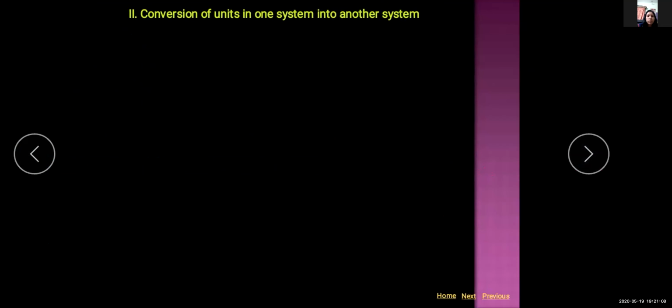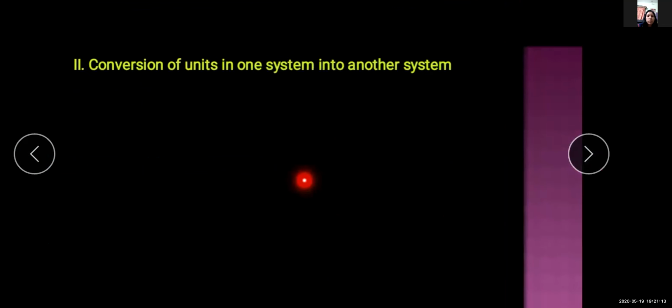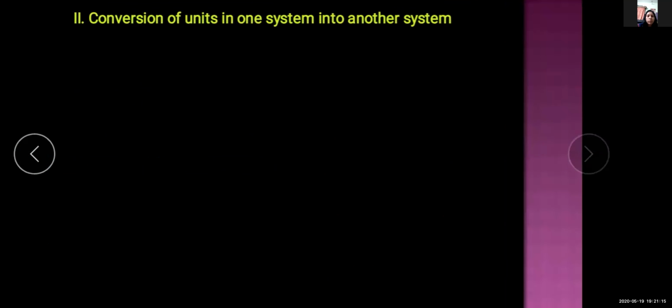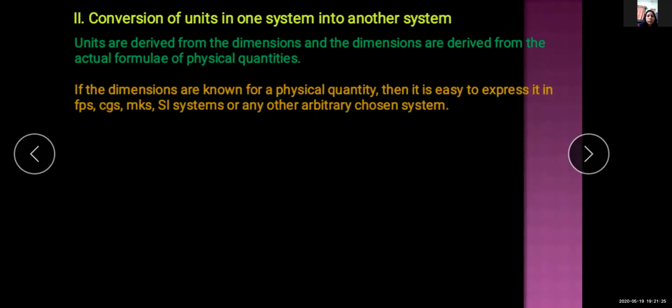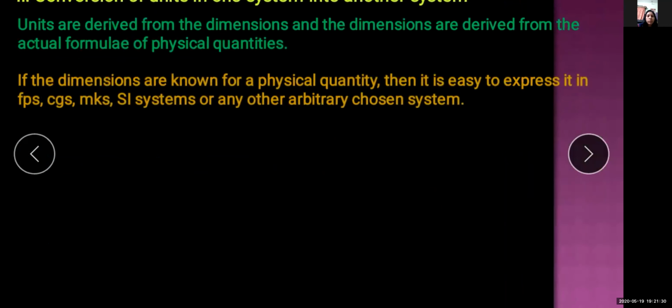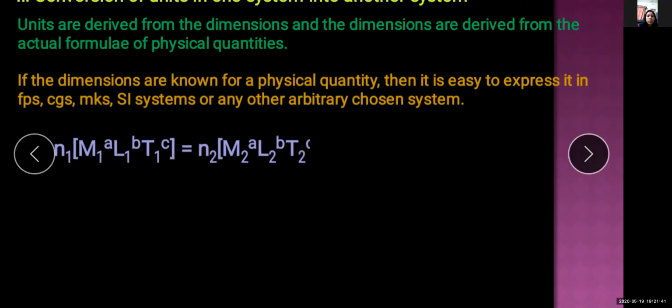Now, the second point is conversion of unit in one system into another system. How to convert a unit in one system into another system? Units are derived from the dimensions, and the dimensions are derived from the actual formula of the physical quantity. If the dimensions are known for a physical quantity, then it is easy to express it in FPS, CGS, MKS, SI systems or any other arbitrarily chosen systems. I have already explained this topic.